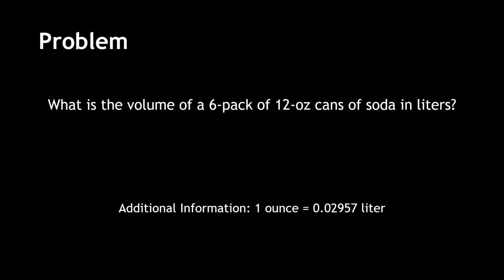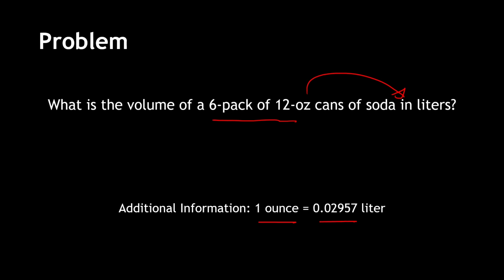Now, let's take a look at a programming problem. What is the volume of a 6-pack of 12-ounce cans of soda in liters? That is, each pack contains 6 cans and each can contains 12 ounces worth of soda. How can we convert this quantity into liters? The additional information that you may require is that 1 ounce is equal to 0.02957 liters.